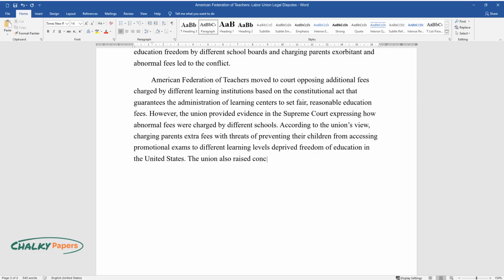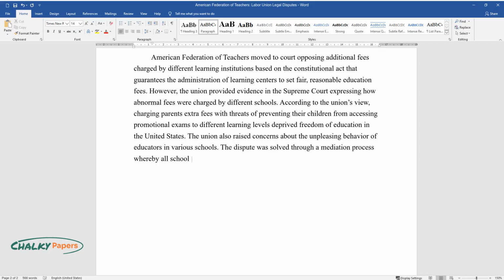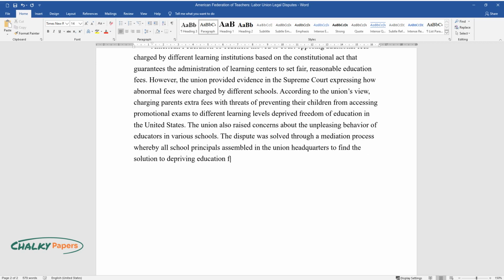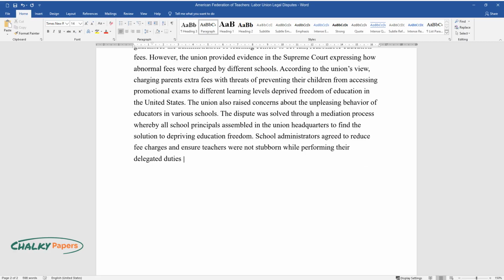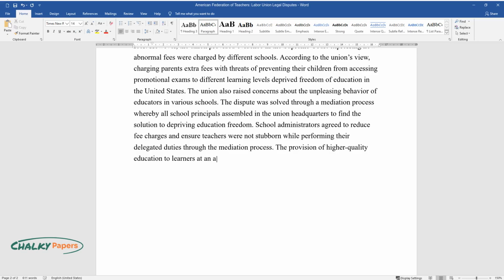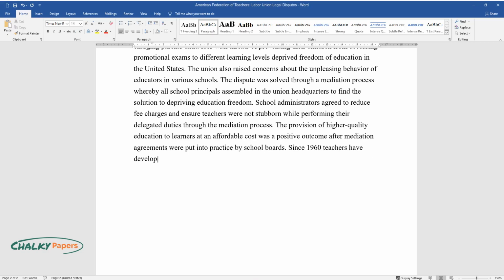The union also raised concerns about the unpleasing behavior of educators in various schools. The dispute was solved through a mediation process whereby all school principals assembled in the union headquarters to find a solution to depriving education freedom. School administrators agreed to reduce fee charges and ensure teachers were not stubborn while performing their delegated duties through the mediation process. The provision of higher quality education to learners at an affordable cost was a positive outcome after mediation agreements were put into practice by school boards. Since 1960, teachers have developed ethical models of addressing issues other than arrogant behavior.